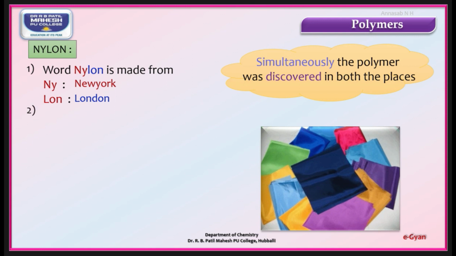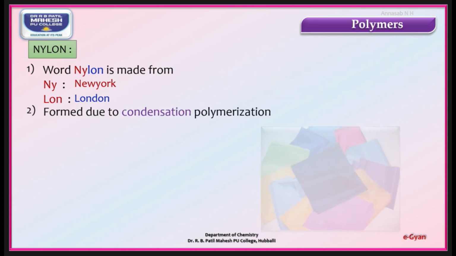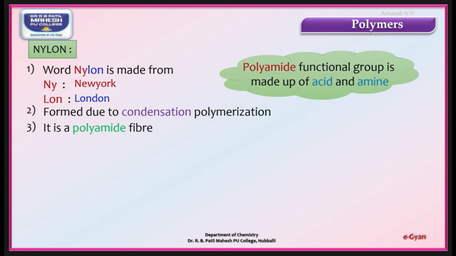And this nylon is formed by condensation polymerization. It is not an addition polymerization, it is a condensation polymerization, where some smaller components are removed as a byproduct. And remember, this is polyamide fiber, that is, there is a presence of amide linkage CONH2, which is formed by the combination of acid and amine.